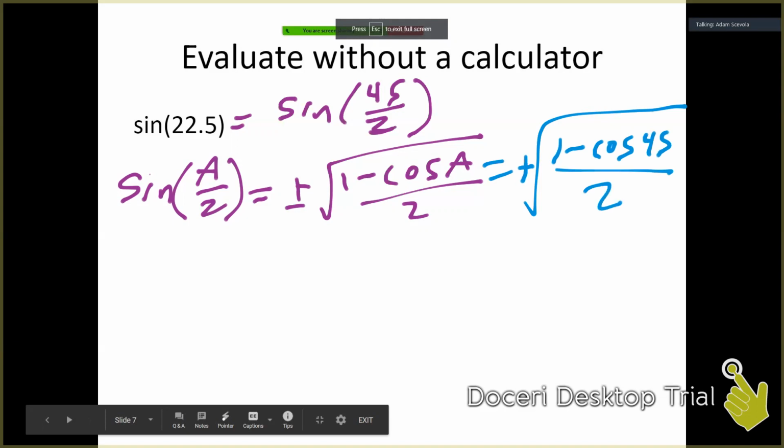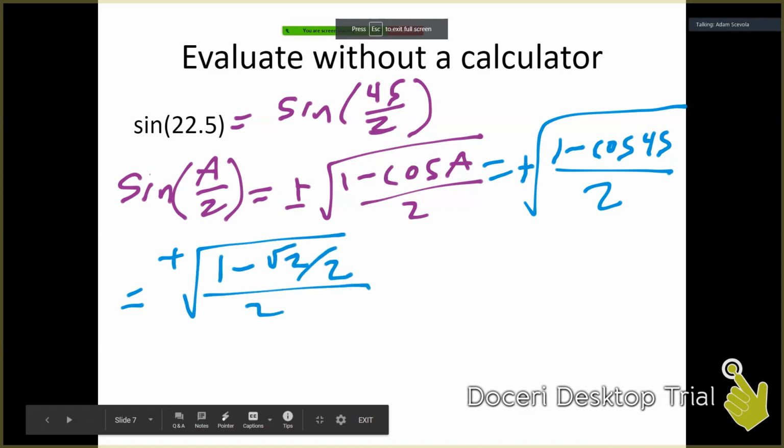All right, so now we're going to evaluate that. So we get positive the square root of 1 minus root 2 over 2, all over 2, right? So that 2 is under the denominator. And then any suggestions on how to make this more simple? Like, how can we get rid of that 2 there? Because we don't really want a fraction inside of a fraction. It's not considered simplified.